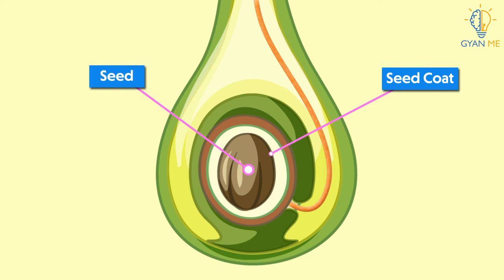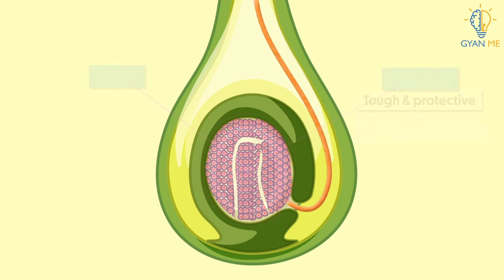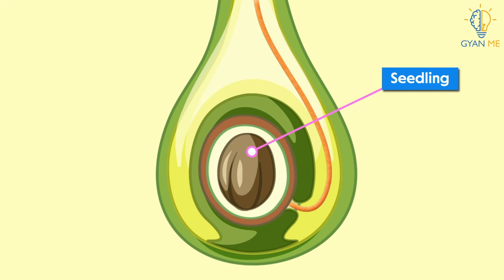Observe that this is the seed and the layer present outside it is called as seed coat. It is tough and protective for the seed. It protects the seed from harsh conditions within the soil. Thus, the seed contains the future plant or embryo, which develops into a seedling under appropriate conditions.